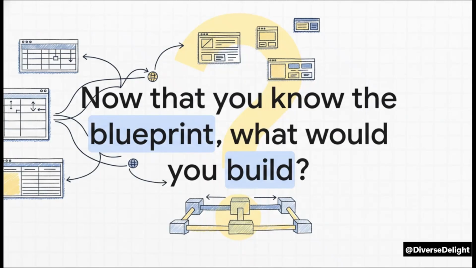These two elements, tables and links, they're really like the fundamental grammar of the web. They give us structure and connection, order and navigation. They seem simple, but when you put them together, they make almost anything possible. So, now that you know the blueprint, what would you build?